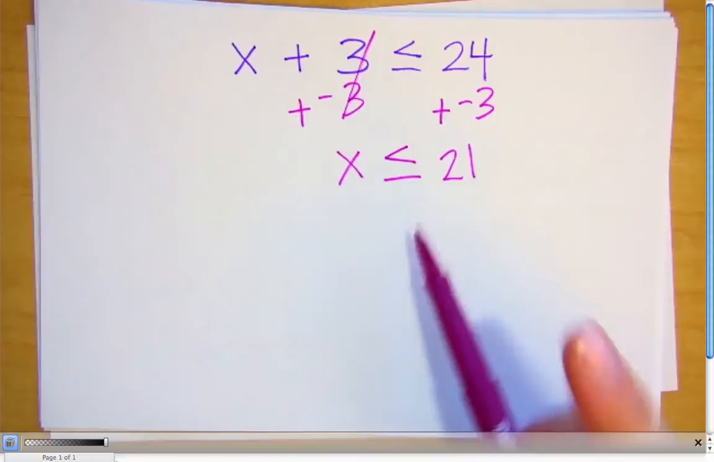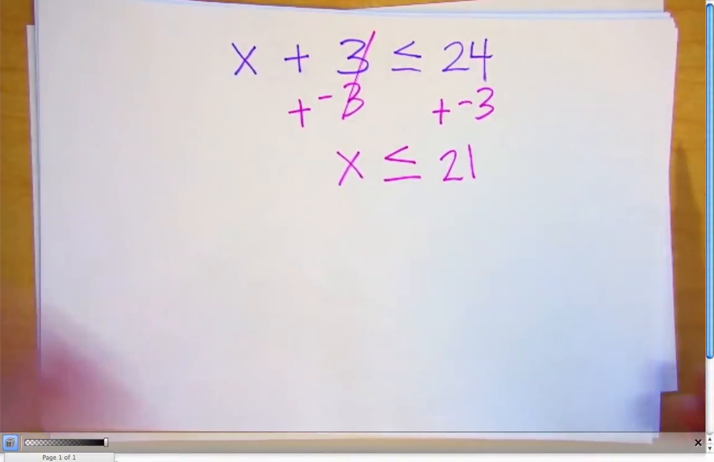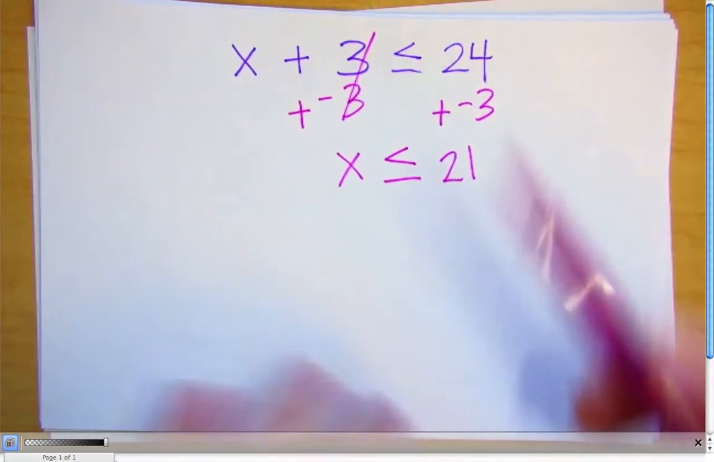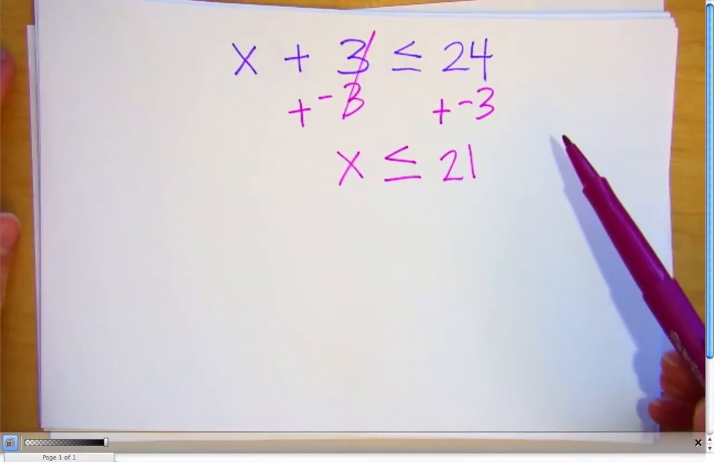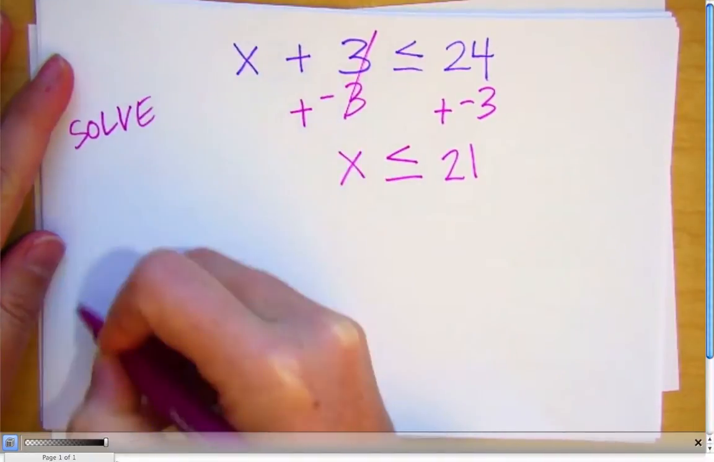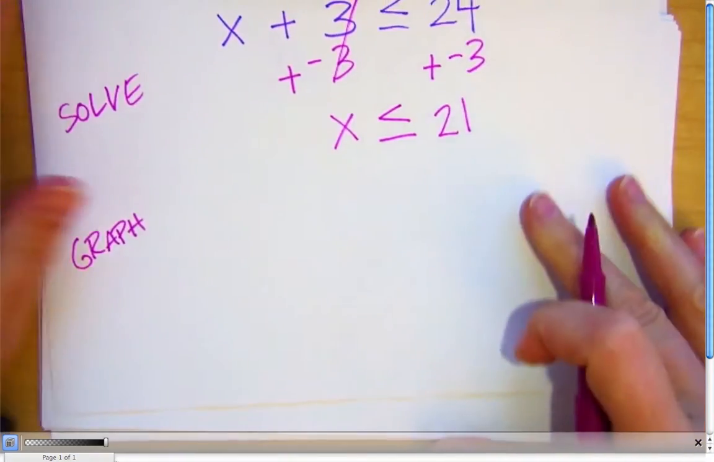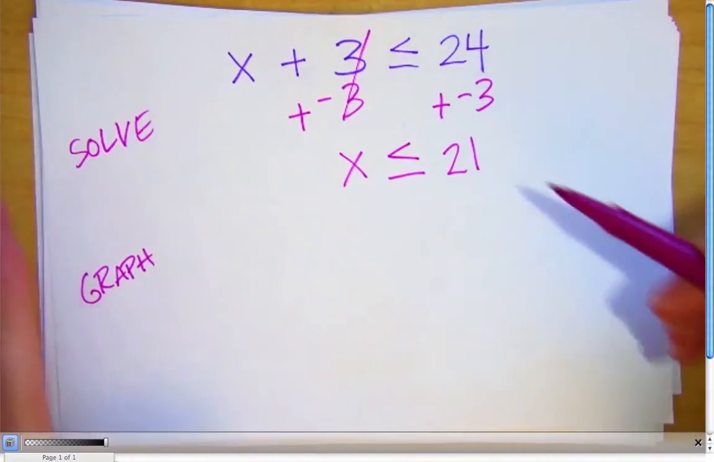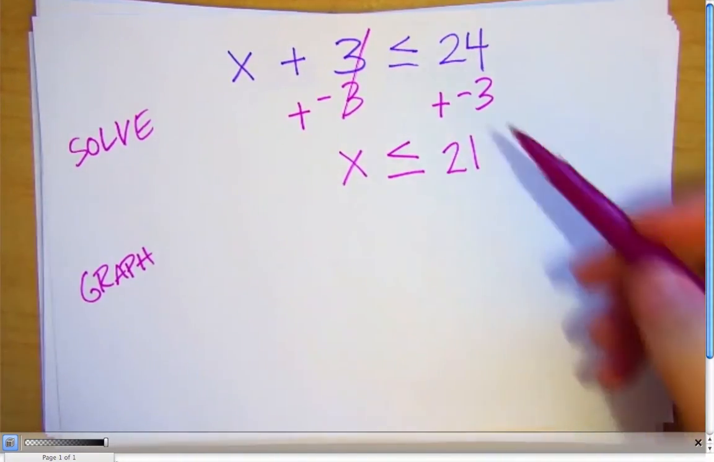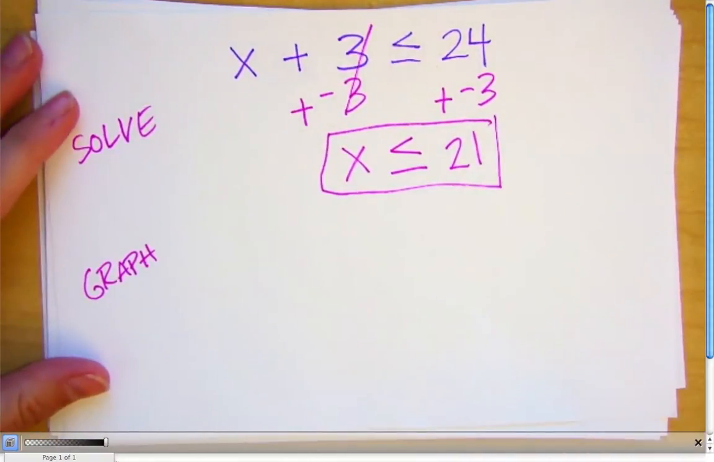X doesn't equal just one thing, it equals a whole range of numbers, and we're trying to figure out what that range is. Often they'll say solve, then graph. So there's solving. Next would be graphing. First of all, one common mistake people make is they try to graph before they solve. There's no way you can graph before you solve. So you solve, you get this as your answer, and that's what we're going to graph.